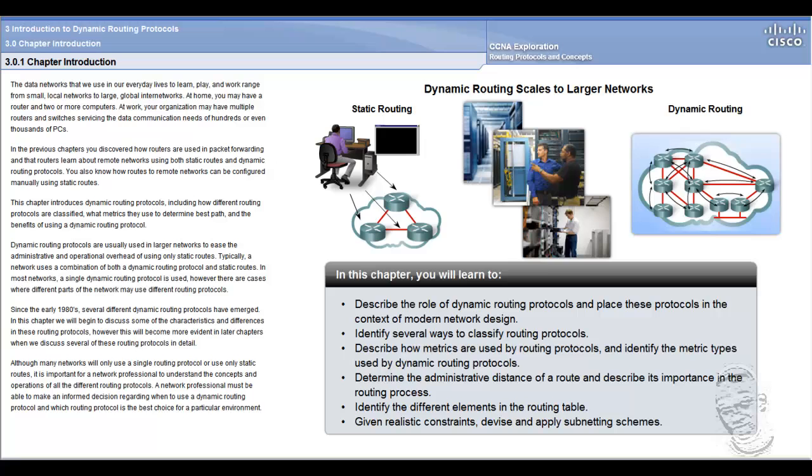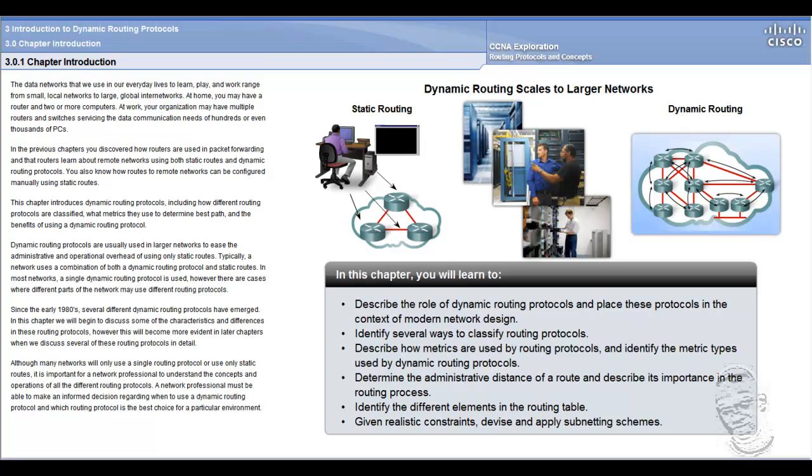Dynamic routing protocols are usually used in larger networks to ease the administrative and operational overhead of using only static routes. Typically, a network uses a combination of both a dynamic routing protocol and static routes. In most networks, a single dynamic routing protocol is used. However, there are cases where different parts of the network may use different routing protocols.